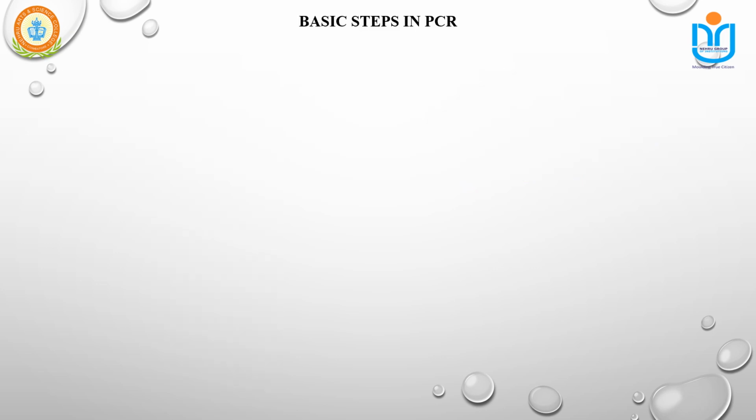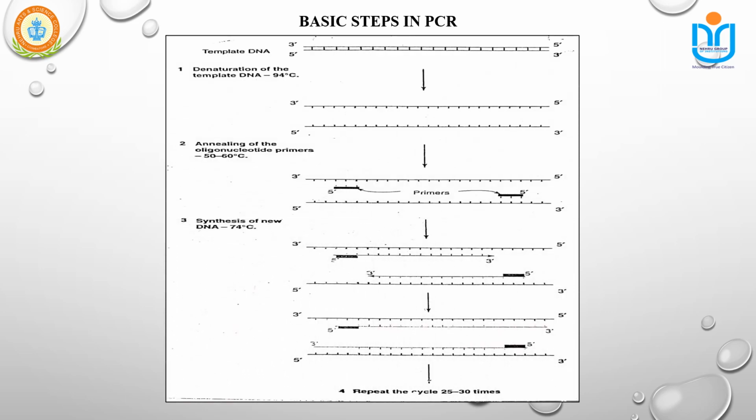The basic steps in a PCR experiment are: first, denaturation of template DNA. The mixture containing template DNA, oligonucleotide primers, and Taq DNA polymerase, a thermostable DNA polymerase, is heated to 94 degrees Celsius. At this temperature, the hydrogen bonds that hold together the two strands of the double-stranded DNA molecules are broken, causing the molecules to denature. Now we have the separated single-stranded DNA.